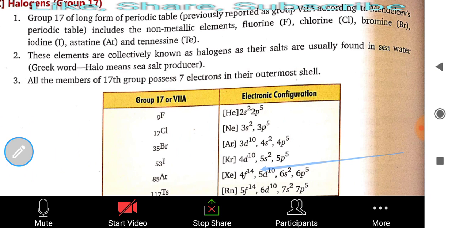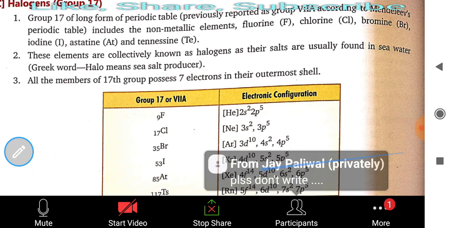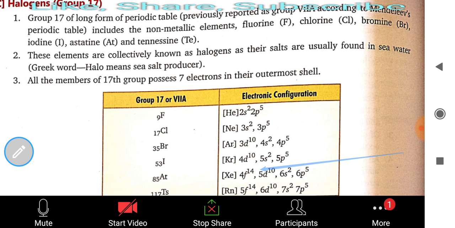So these elements are collectively known as halogens as their salts are usually found in seawater. Why are they called halogens? Because their salts are generally found in sea water. And how is salt formed? I hope you all know that salts form when acids and bases react with each other.